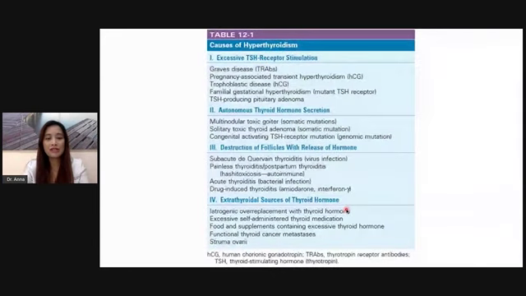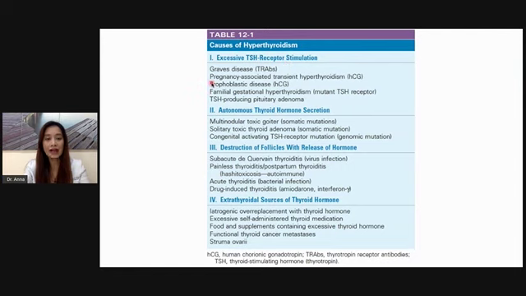So what are the causes of hyperthyroidism? We can actually classify causes of hyperthyroidism into four kinds. First, you have excessive TSH receptor stimulation. Remember, when you activate the TSH receptor, it can activate almost all the steps of thyroid hormone synthesis and release.